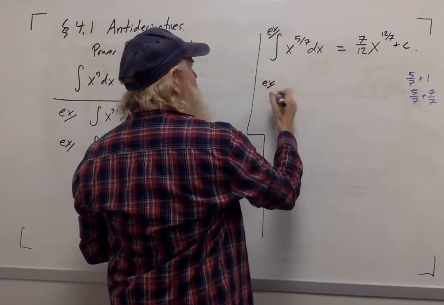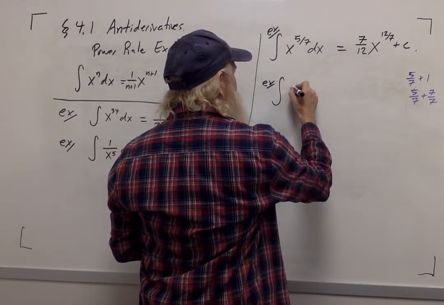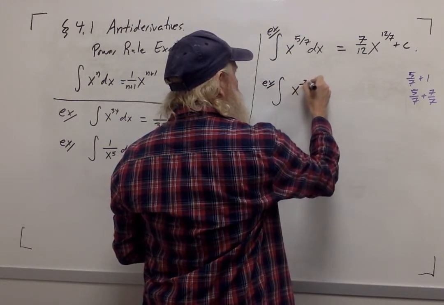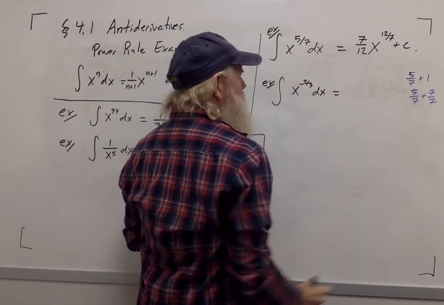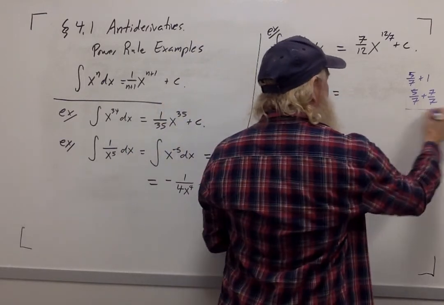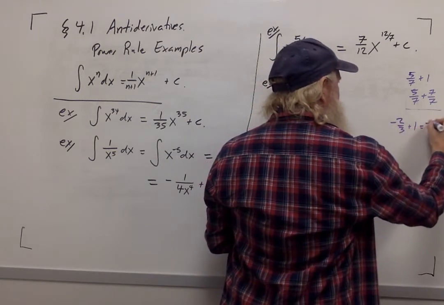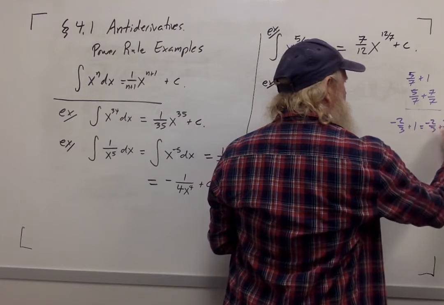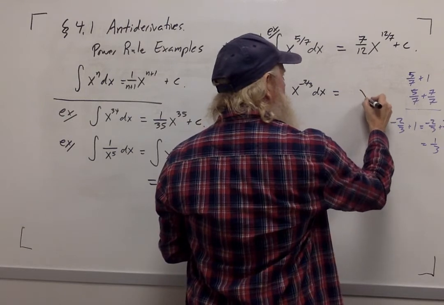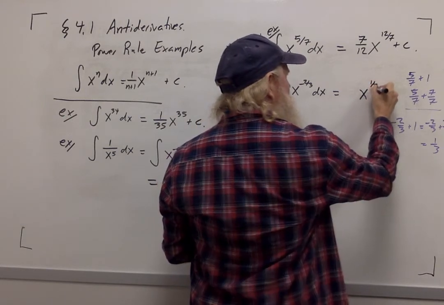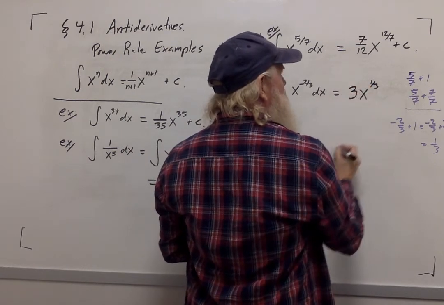So let's practice that again. If I wanted the antiderivative of x to the negative 2/3, then I have to add 1 to the exponent. Negative 2/3 plus 1 is negative 2/3 plus 3/3, which is 1/3. So my new exponent is 1/3. And then I multiply by the reciprocal in front, which will be a 3.